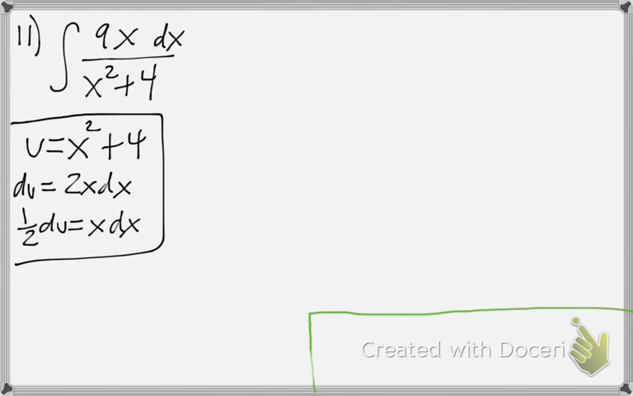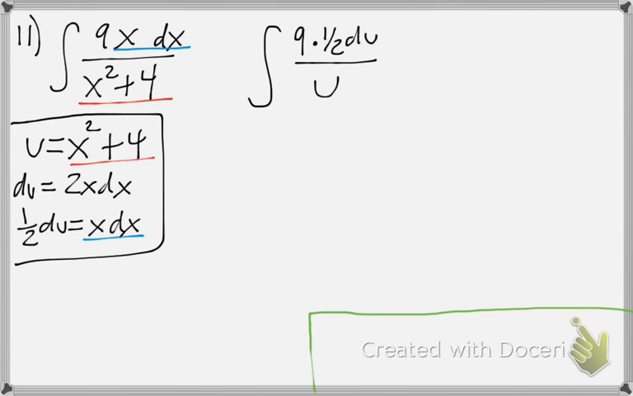So my substitution that I'm going to make, I'm going to replace the x squared plus 4 with u, and I'm going to replace the x dx with 1/2 du. So my new problem is the integral of 9 times 1/2 du over u, which I can just combine those, not du.